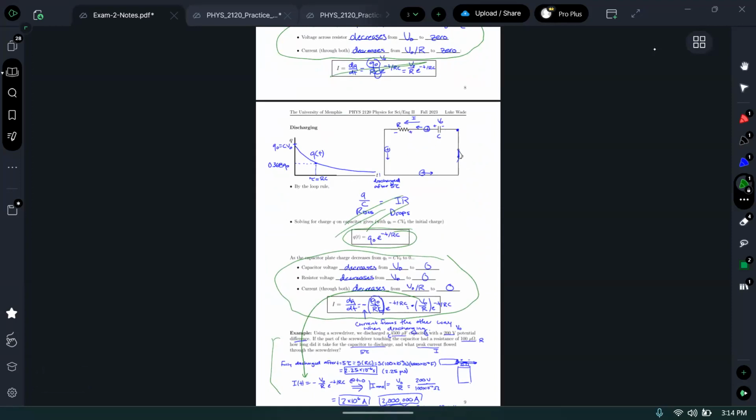Discharging, similar questions. How long does it take to discharge? How much charge do you have after a certain amount of time? And then what do the voltage and current look like?